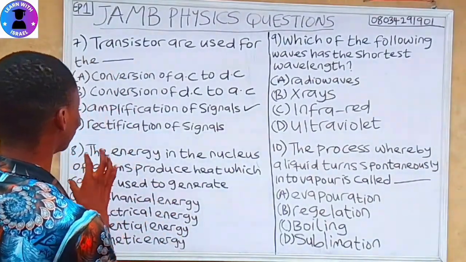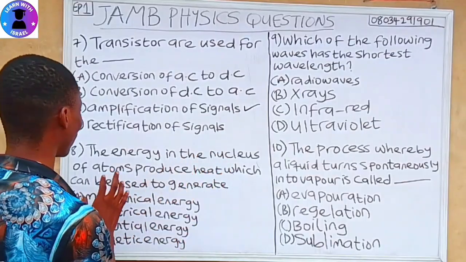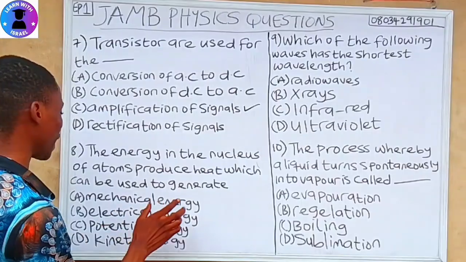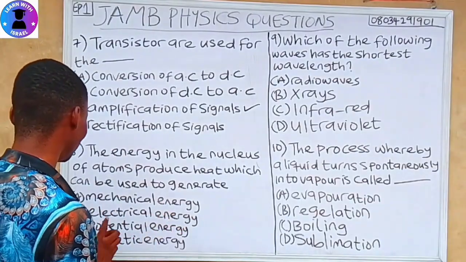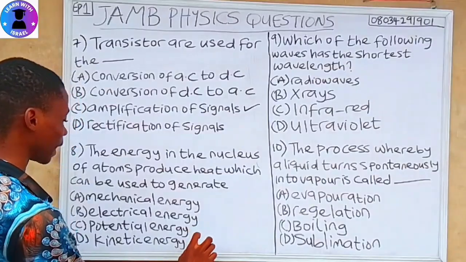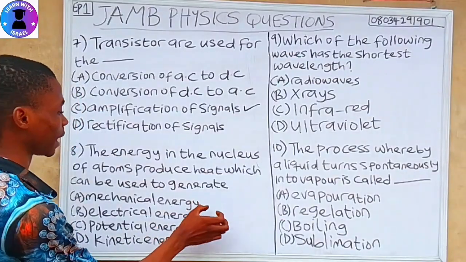Let's continue. Question 8. The energy in the nucleus of atoms produces heat, which can be used to generate A. Mechanical energy, B. Electrical energy, C. Potential energy, D. Kinetic energy. Potential energy and kinetic energy are still under mechanical energy.